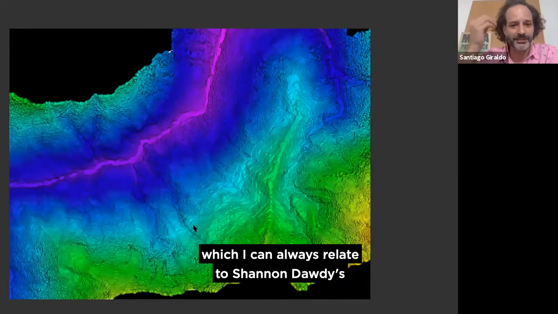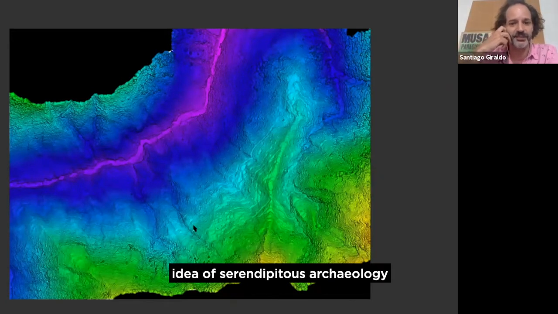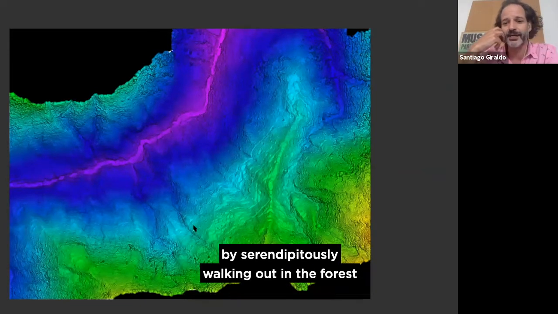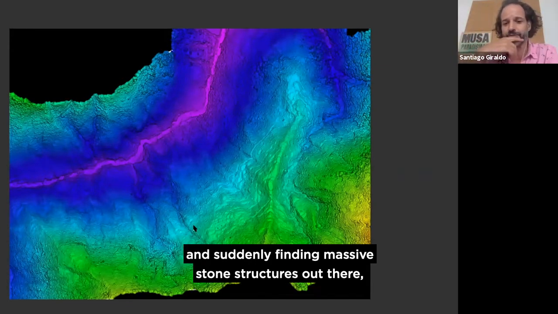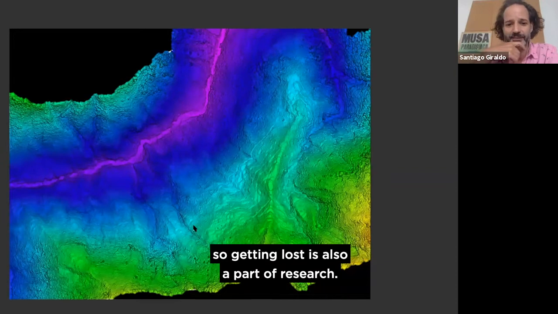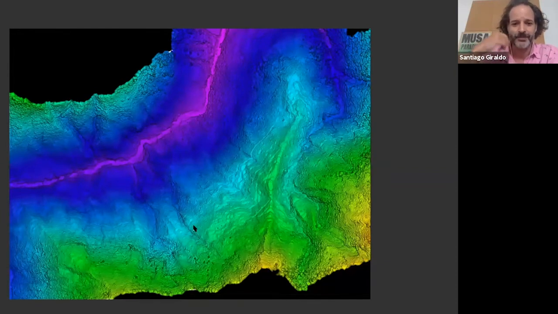which I can always relate to Shannon Dottie's idea of serendipitous archaeology, because we actually do find things by serendipitously walking out in the forest and suddenly finding massive stone structures out there. So getting lost is also part of research.